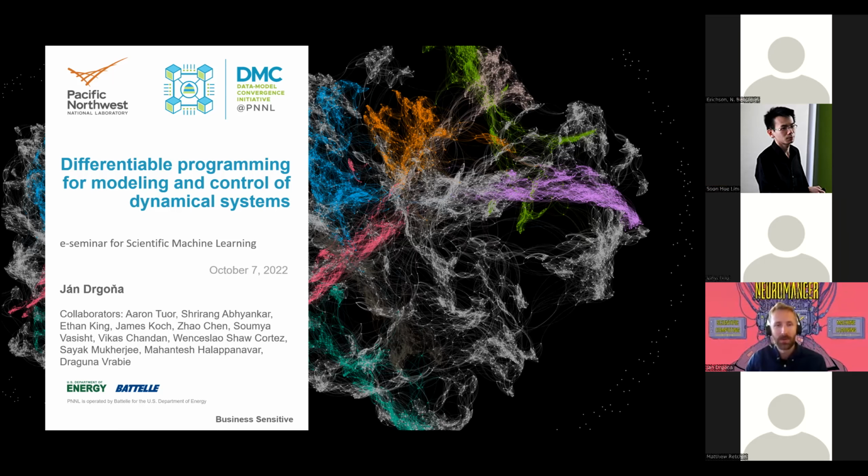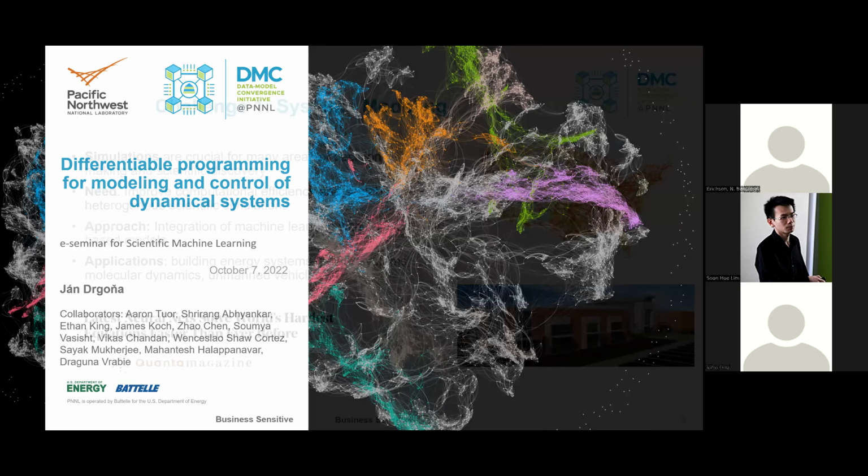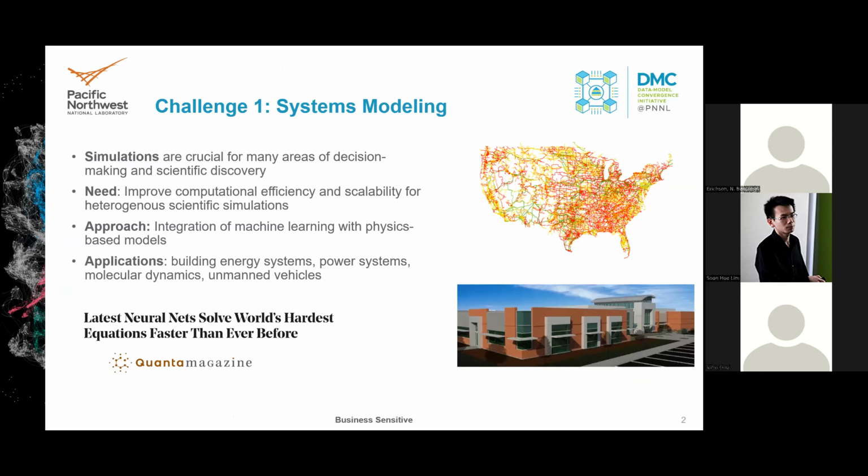This work is in collaboration with many of my wonderful colleagues at Pacific Northwest National Laboratory, and I will quickly skim through the names. It's Aaron Tuor, Shriyank Abhyankar, Ethan King, James Koch, Zhao Chen, Soumya Vashist, Vikas Chandan, Vences Cortez, Shayag Mukherjee, Mahantesh Halappanavar, and Drgona Vrabje. So as you can see, we have a large group of people, all with different backgrounds from control theory, constraint optimization, dynamical systems, power systems, and aerospace that are combining their expertise for the main purpose of modeling dynamic systems.